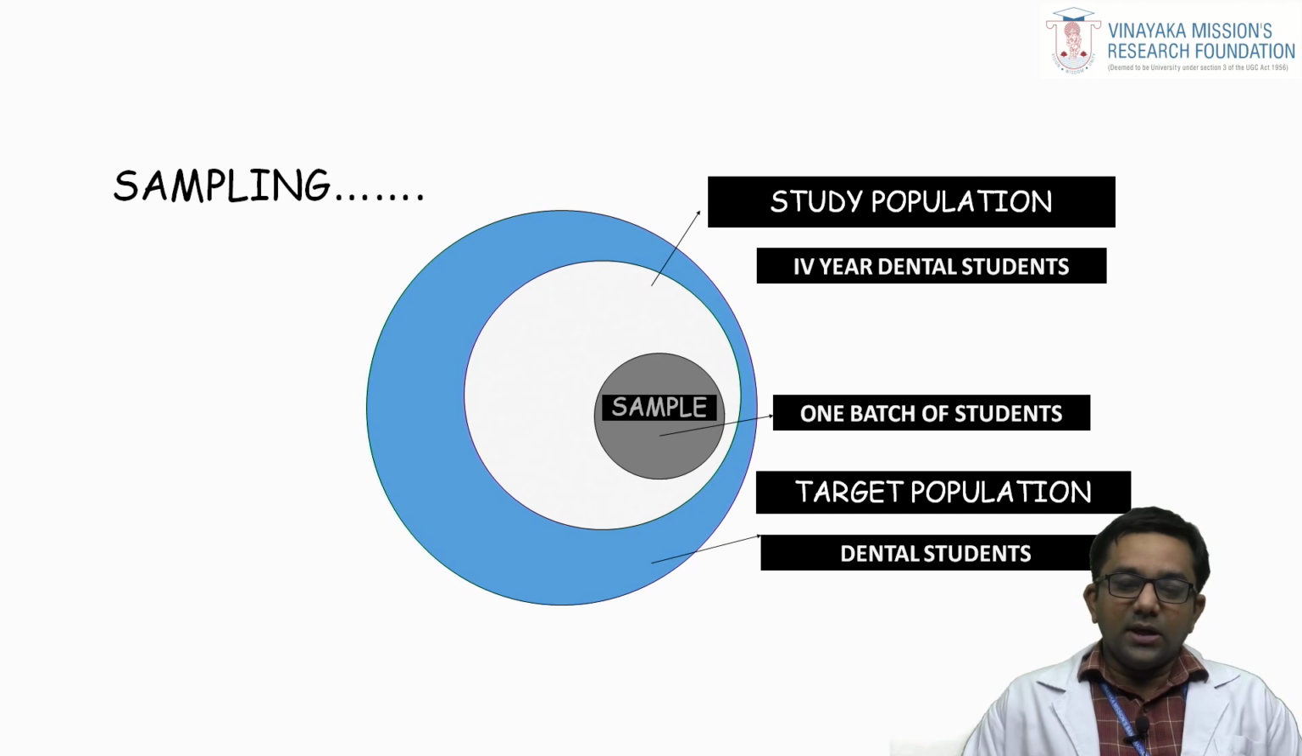So, I have selected the study population as the final year dental students, because I have narrowed down to a much smaller population. In final year dental students, suppose 100 students are there, we cannot go and see all 100 students. So, again I select a sample out of the 100 students. That means I am selecting only one batch of dental students, that is, only 10 participants from the whole batch. So, I have selected a sample in this.